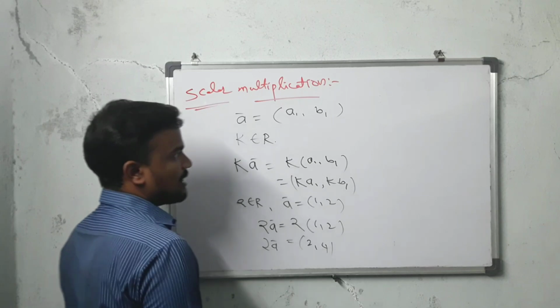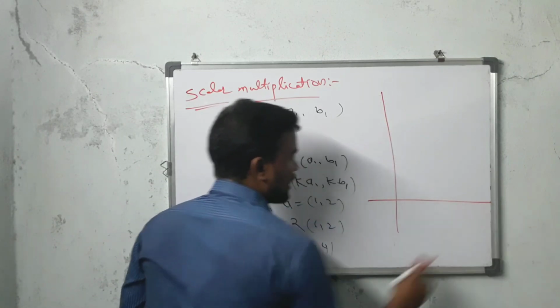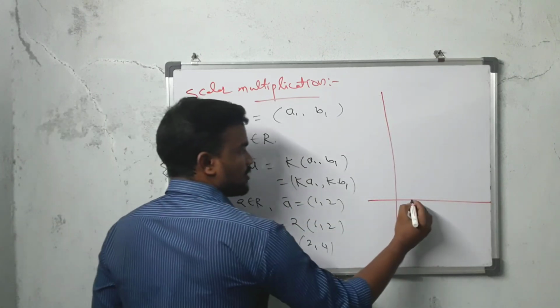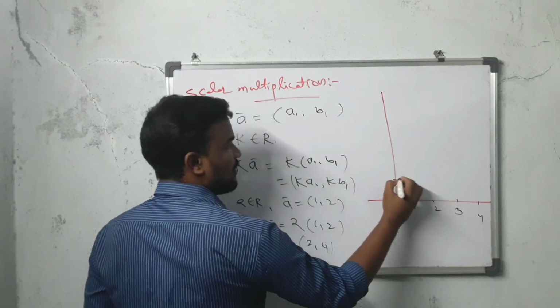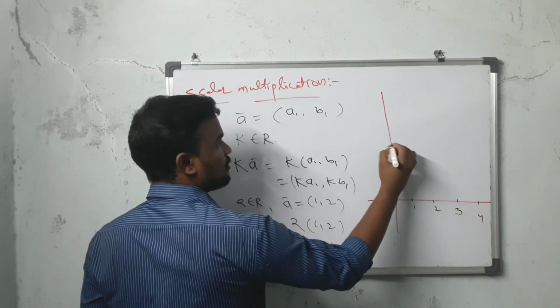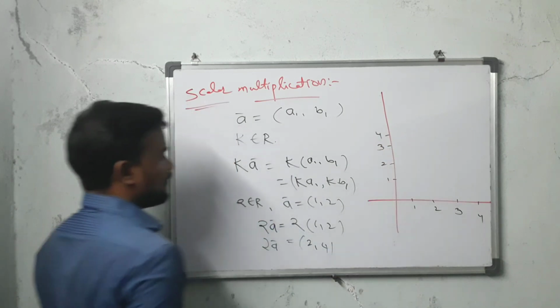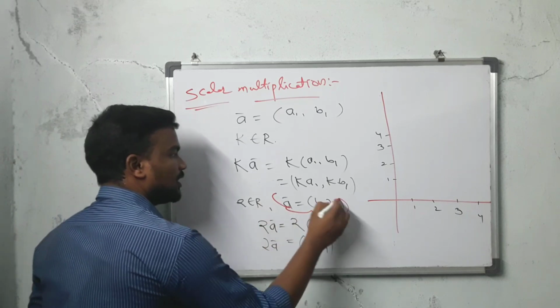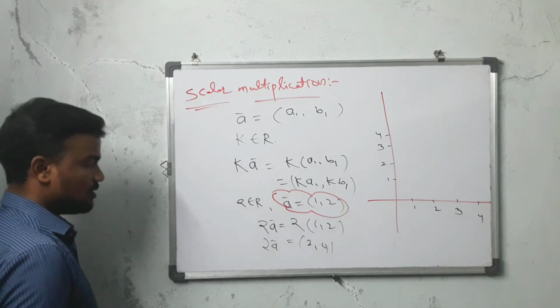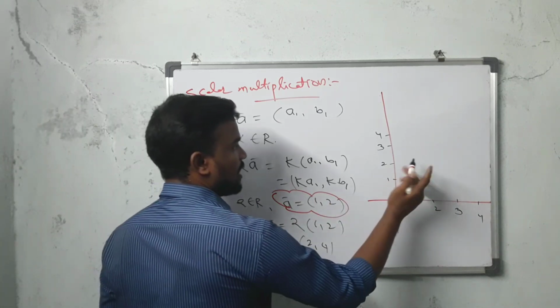If we see this value graphically, let us see what we get. Here the x values are 1, 2, 3 and 4, and the y values are 1, 2, 3, 4. So what is the first vector here? Observe. The given vector is 1, 2. Here the x value is 1, the y value is 2.